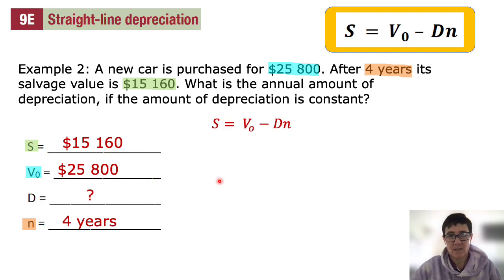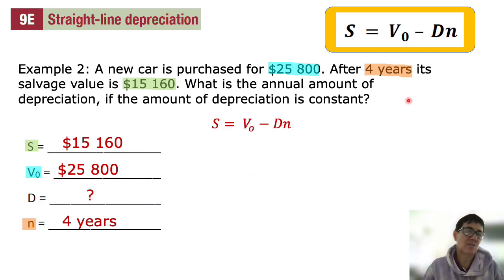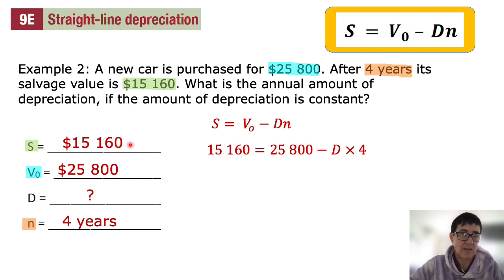So here's the formula. Now there are two ways to do it. I'm going to substitute all the values into that formula and rearrange as necessary. If you wanted to, you could make D the subject of that equation and then substitute in. I think it'd be the same amount of work. So I'm going to substitute my values in. So S, 15,160, is equal to V0, 25,800, minus D times 4, because it was 4 years.